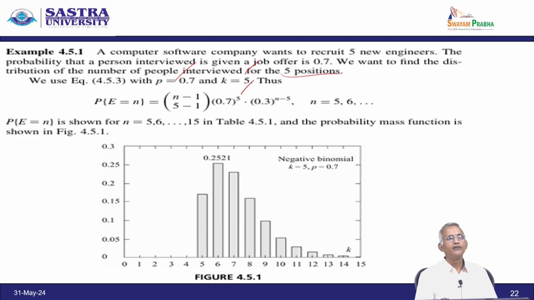Then we have what is shown in the figure, up to 15. So, the mass function can be evaluated. The probability at 6 is the maximum, 0.2521, and then it gradually decreases, becoming negligible at the 15th. This is a negative binomial, and this is the application related to the multinomial, which is also generated in terms of the binomial.